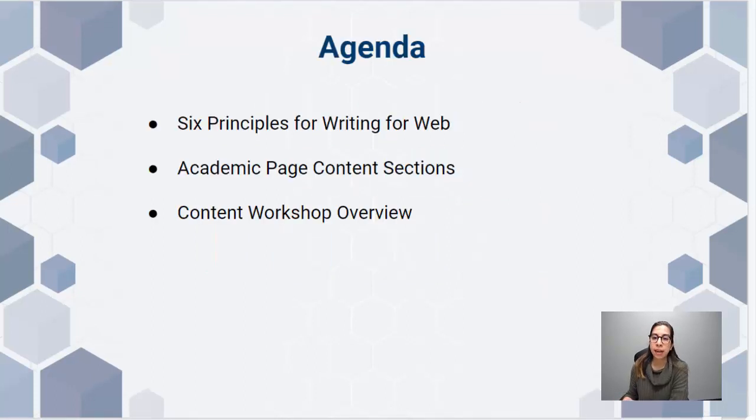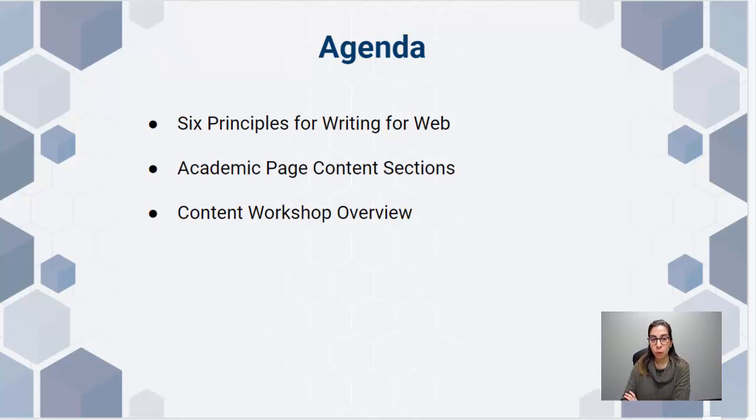This is what we're going to go over today. It's the 6 principles for writing for the web, since we really want you to think of your content for your programs as web content. So how to rewrite academic descriptions to be more web savvy. Then we're going to go over each content section for the academic pages that you'll be working with. So again, looking at each part of the text that will be on the page and making sure that we were writing this correctly in a right format that will be web-friendly, easy to read. And then lastly, we're just going to talk about how all of this will be part of the content workshop, the next steps, once we get the content finalized.